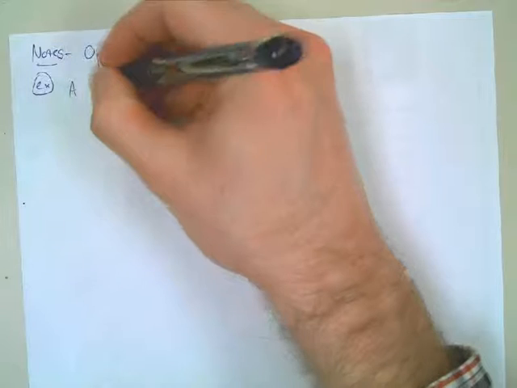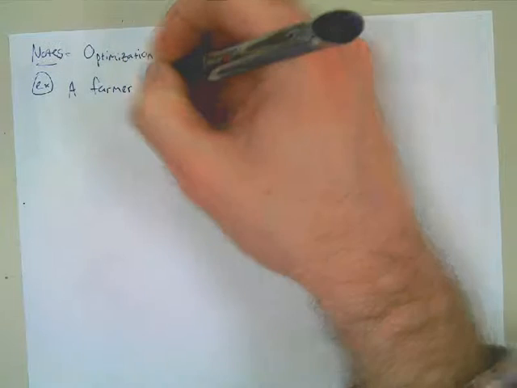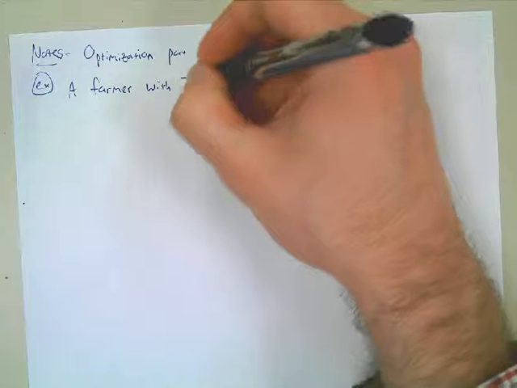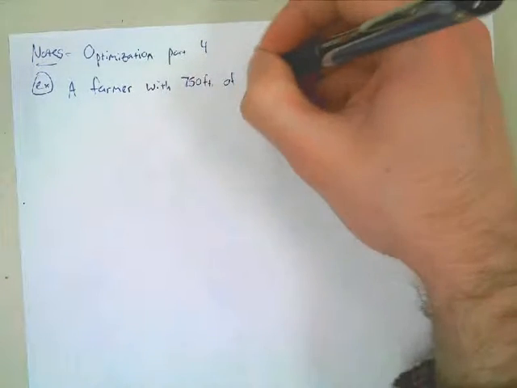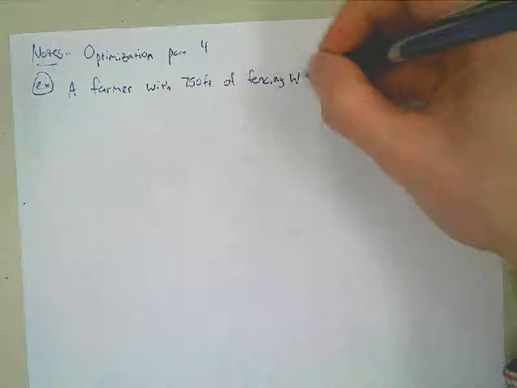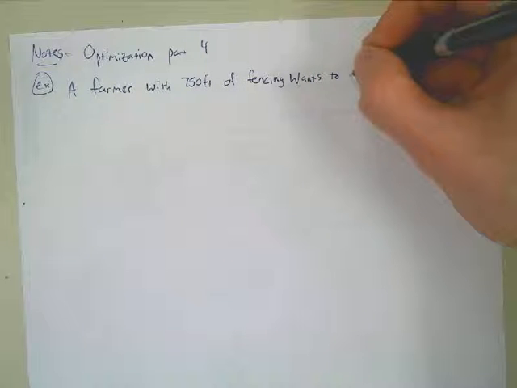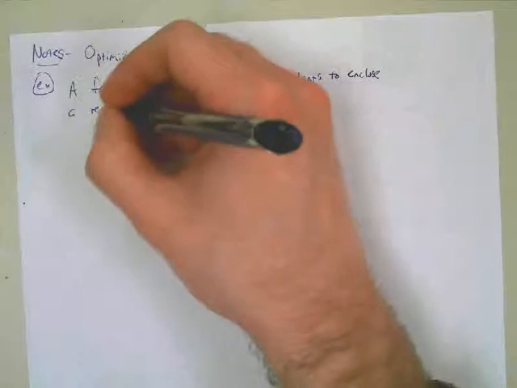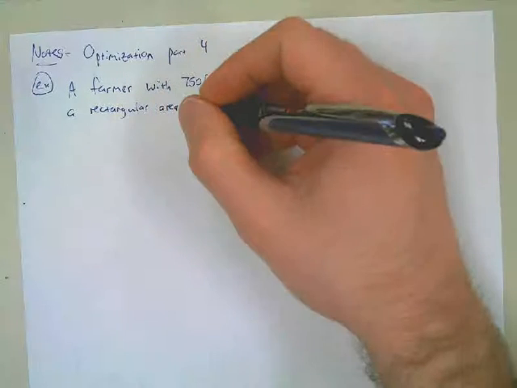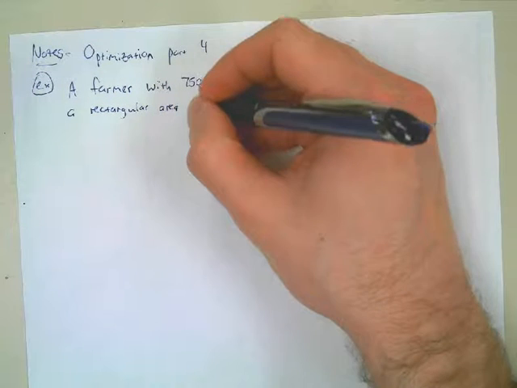So that is, we got another farmer here. That's right. A farmer with 750 feet of fencing wants to enclose a rectangular area, and then divide it into 4 pens.